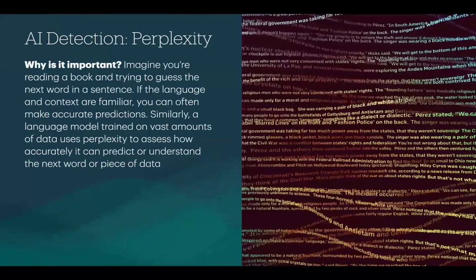So what does this mean exactly, and why is it important? Imagine you're reading a book and trying to guess the next word in a sentence, or you are using the predictive model on your phone. If the language and context are familiar, you can make accurate predictions, as can your phone. Similarly, language models trained on vast amounts of data use perplexity to assess how accurately they can predict or understand the next word or piece of data.